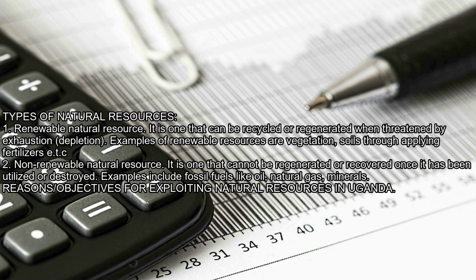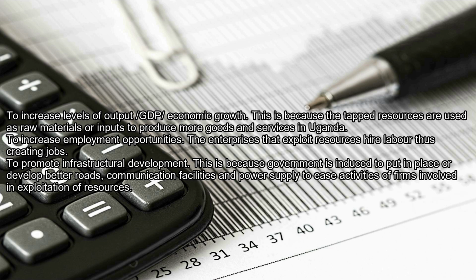Reasons/objectives for exporting natural resources in Uganda. To increase levels of output/GDP/economic growth. This is because the tapped resources are used as raw materials or inputs to produce more goods and services in Uganda. To increase employment opportunities. The enterprises that exploit resources hire labor, thus creating jobs.